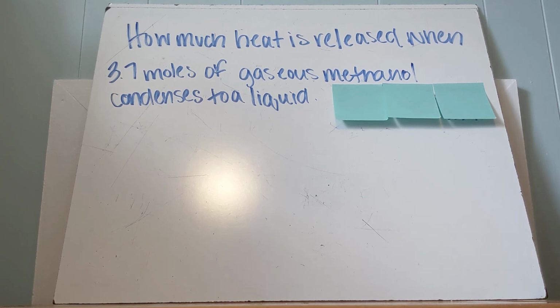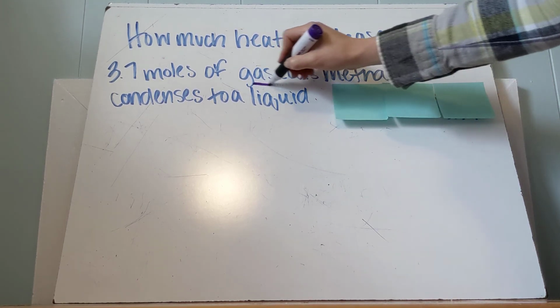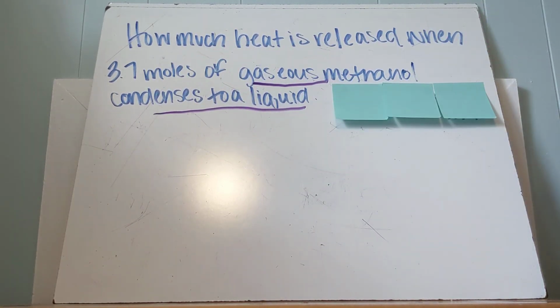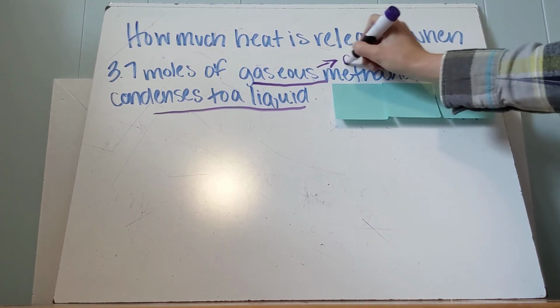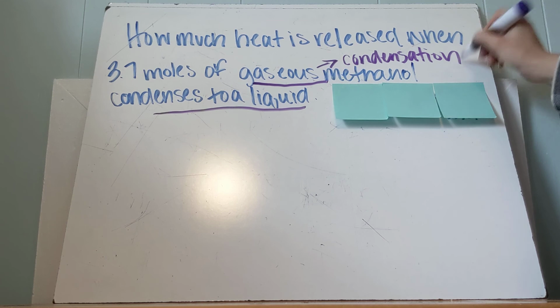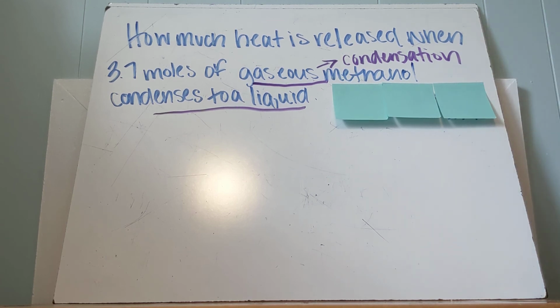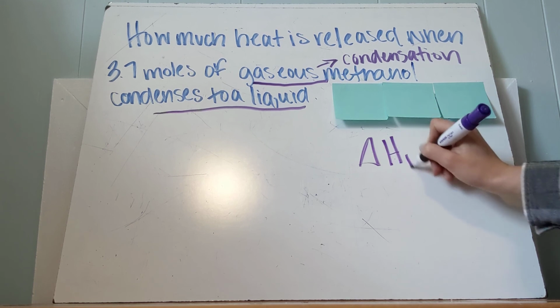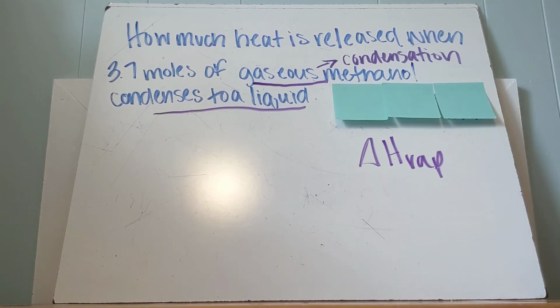So what we have here is gaseous methanol condenses to a liquid. So what's going on when a gas condenses to a liquid? Well, that's called condensation. Well, I can't look up delta H of condensation. If you remember from the last video, I can't look up delta H of condensation, but I can look up delta H of vaporization. So that's what I did.